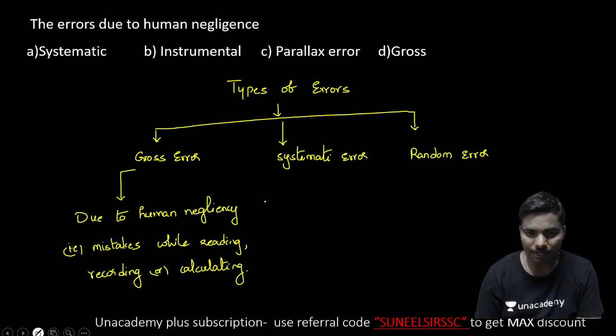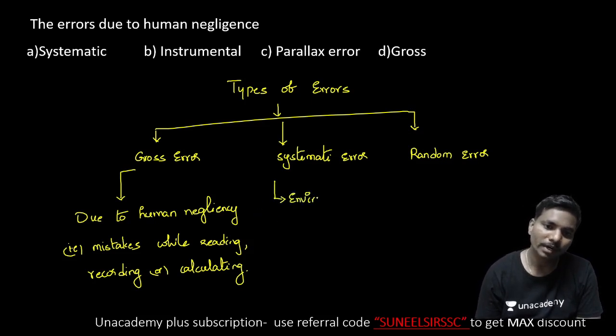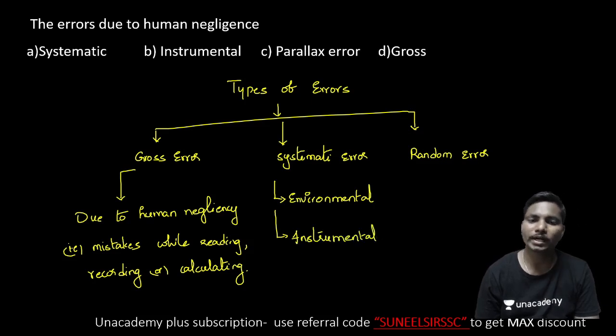And coming to the systematic errors, they are again of three types. One is environmental error. One is instrumental error. Very important question: instrumental error under systematic errors. And observational error.